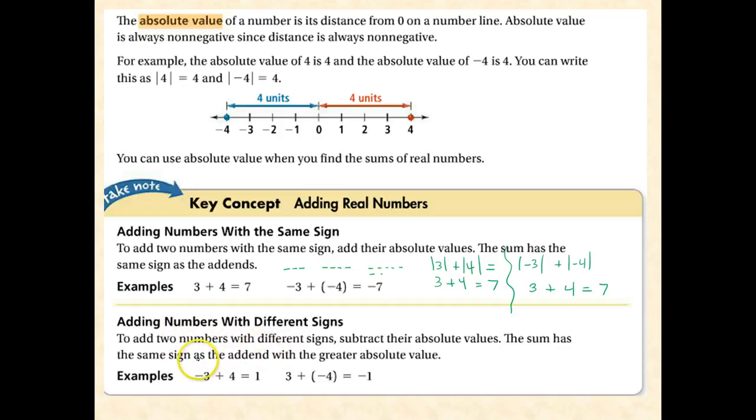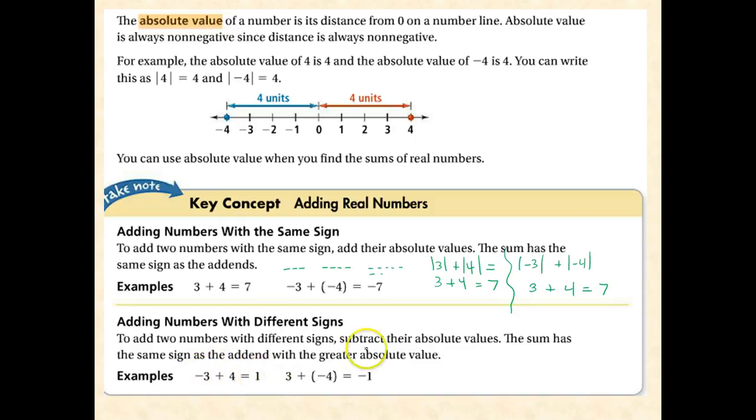Alright, adding numbers with different signs. Here's how I think about that. Well, I'll tell you the definition first. When you add two numbers with different signs, you subtract their absolute values. So, if you take the absolute value of both of these, you're having 4 and 3, right? 4 minus 3 is 1.